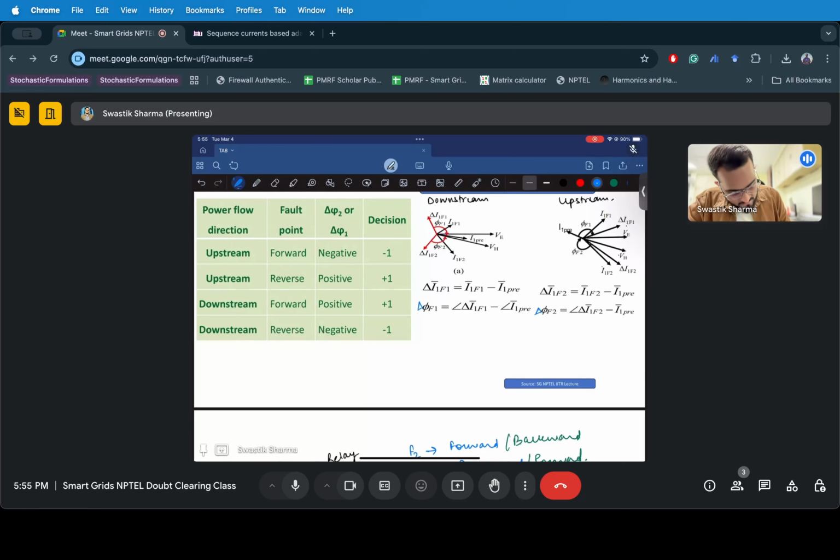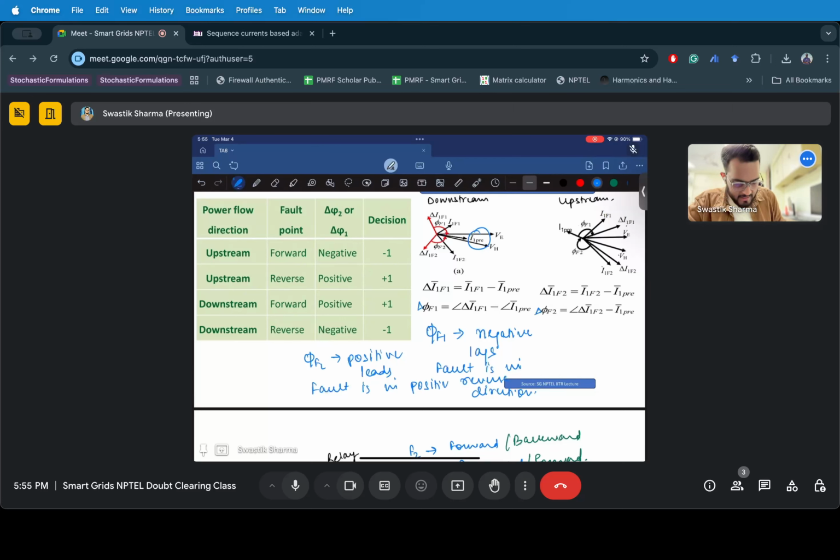So with respect to I1 pre, if you see this delta IF1, this phi F1 will be negative since it's in anti-clockwise direction. So if it is negative, what does it mean? It means that it lags, right? If it lags, that means the fault is in reverse direction, right? Similarly, for the same case, phi F2, since it's positive because it's in the same clockwise direction, that means it leads. So since it leads, it means the fault is in positive direction.